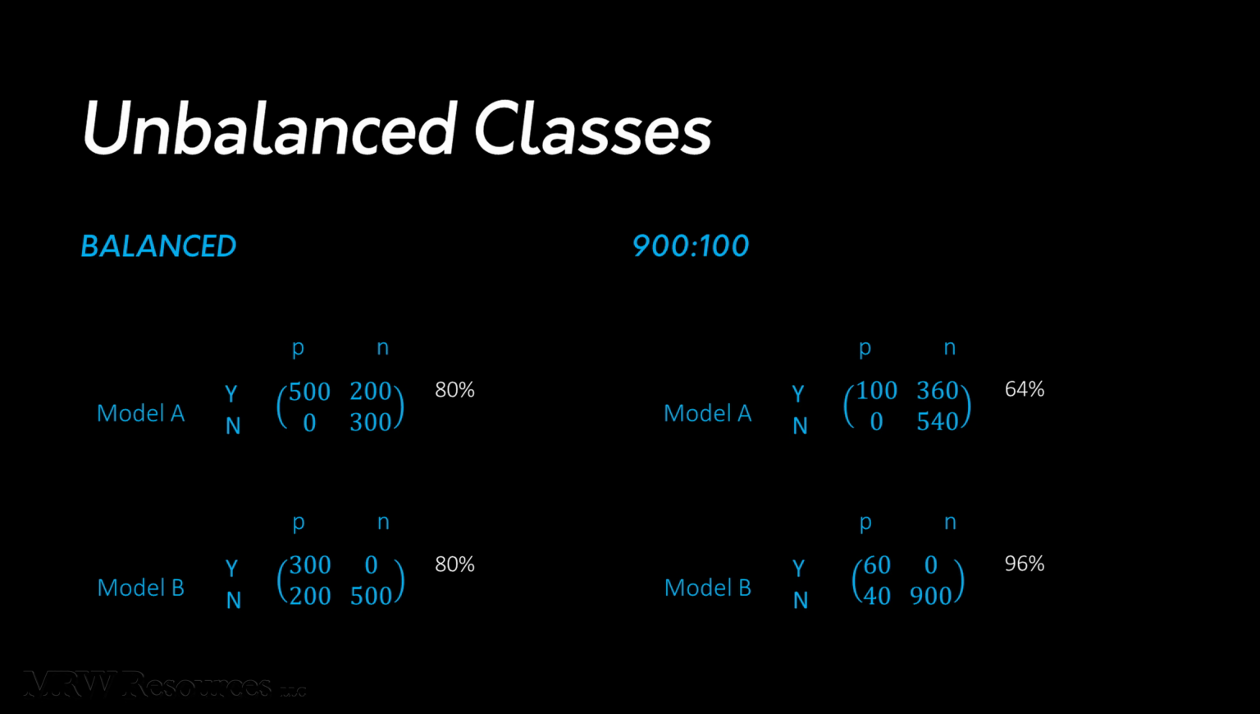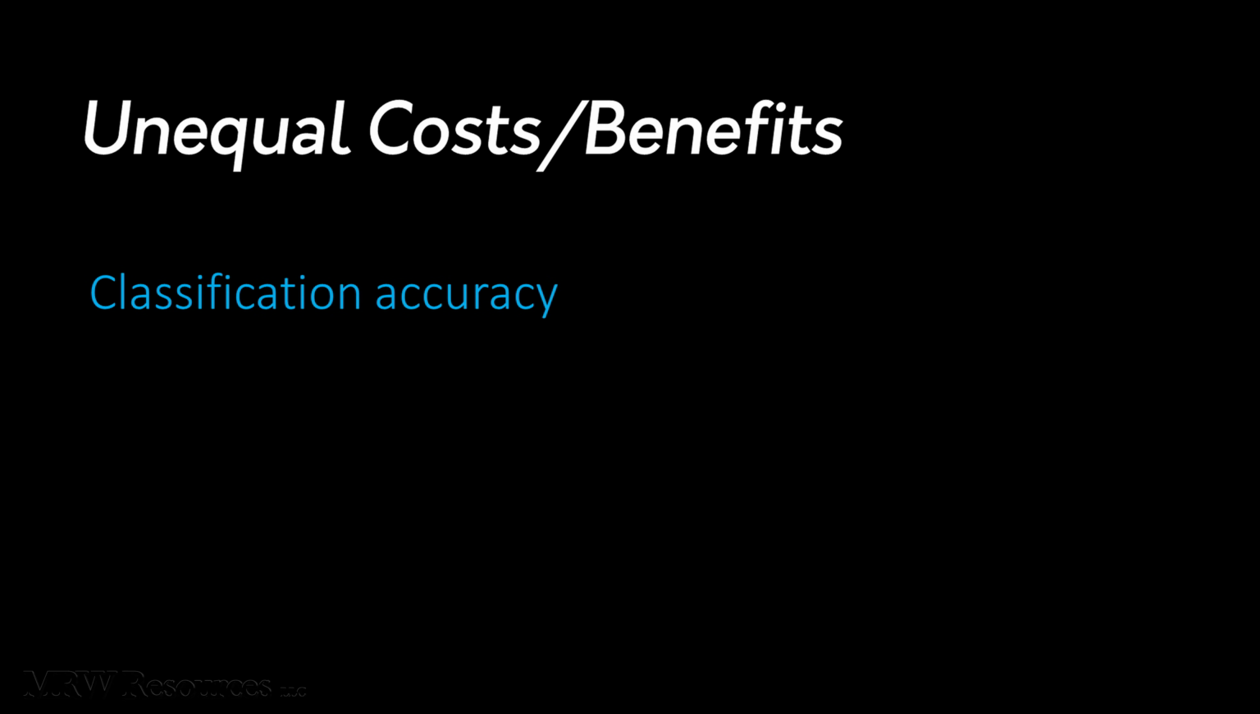Now, when we recalculate our accuracy rate for the 900-100 expected imbalanced population, we now have an accuracy rate of 64% for Model A, so its accuracy went down a fair bit, and a whopping 96% accuracy for Model B. So, problem solved. Model B is better, right? Well, as Lee Corso would say, not so fast, my friend. We need to consider the ramifications of each wrong selection.